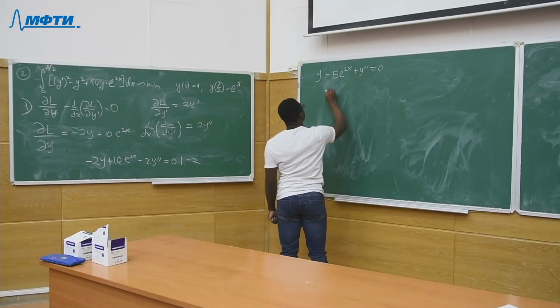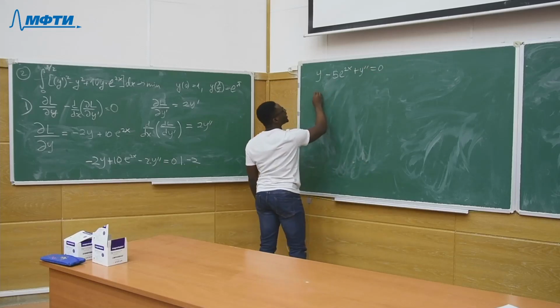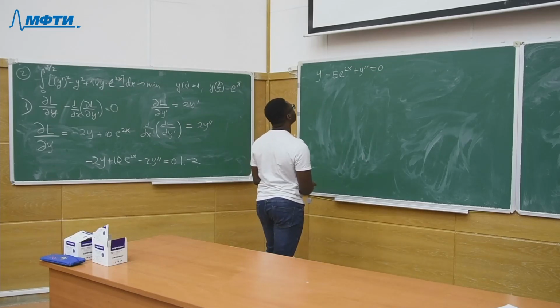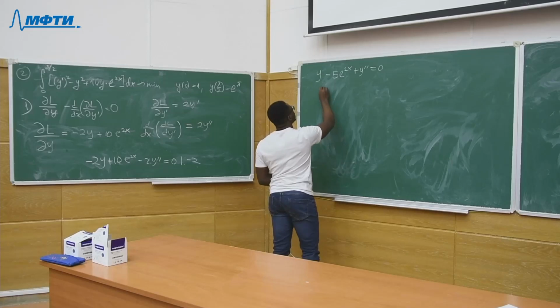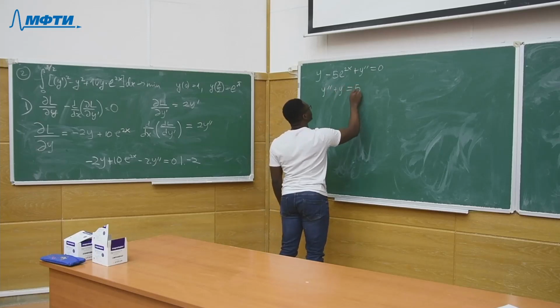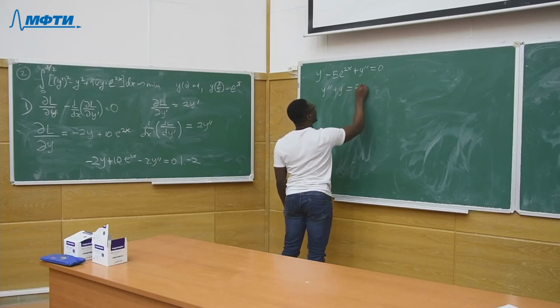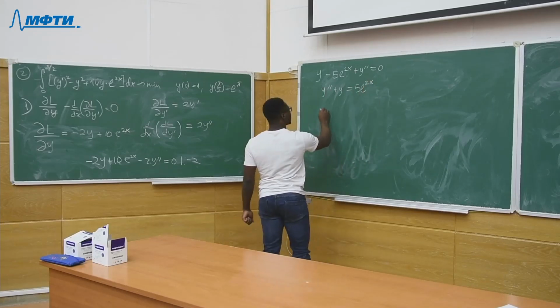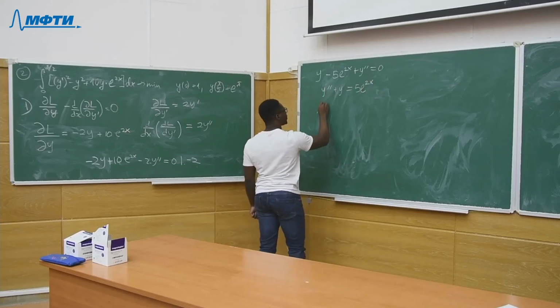Well, how to solve this? Do you know? This is a linear equation with constant coefficients, linear non-homogeneous. So you should move 5e to 2x to the right and then solve y double prime plus y. Oh, but it will be trigonometric. The solution will be trigonometric. First, the homogeneous part.